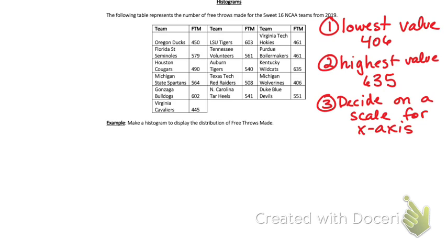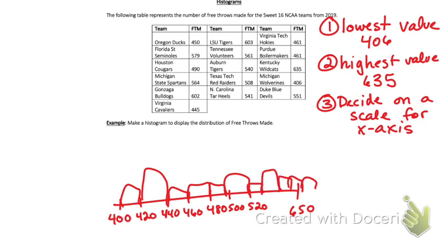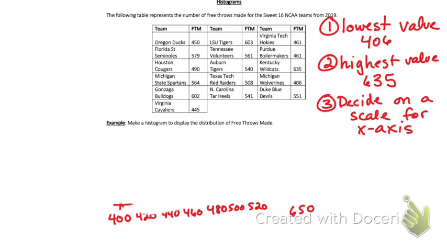So don't write this down yet. Here's the deal. I need to get from about 400 to about 650. If I were to go by 20s, then 420, 440, 460, 480. Can you see that would give me too many bars? I'm going to have a bar here, bar here, bar here, bar here. Now I've got too many bars. So that's a stupid idea.